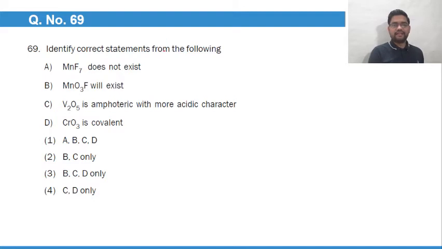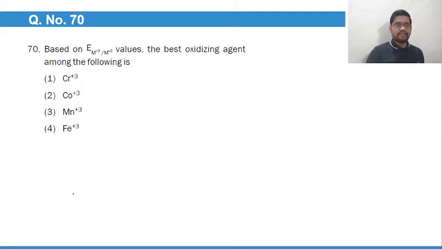69. Identify the correct statement from the following. Okay, so MnF7 does not exist. True. This exists, that is MnO3F exists. True. V2O5 is amphoteric with more acidic character. True. CrO3 is covalent, that is true. So all statements are true. So we'll go with option number 1.